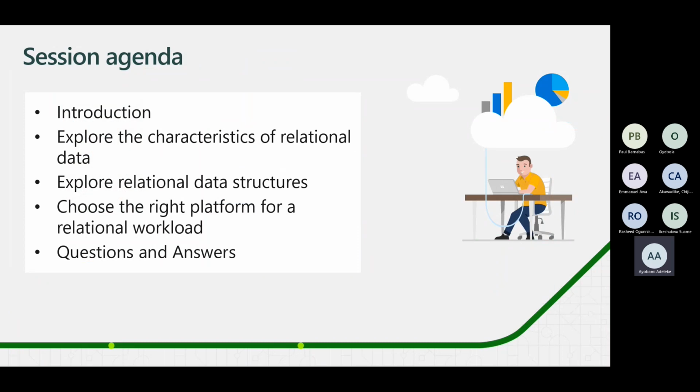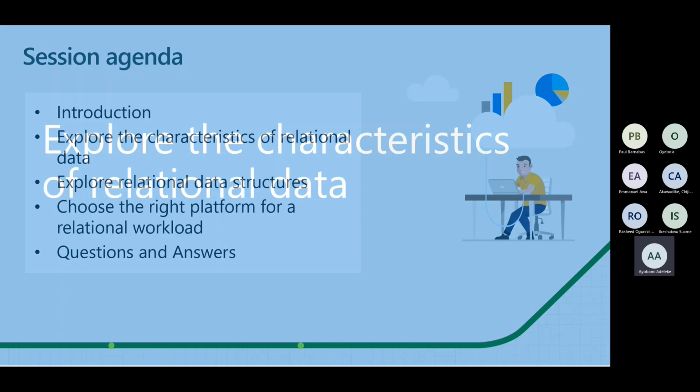So moving forward, the agenda for today: we'll do a brief introduction to what we mean by relational database and workloads. We talk about the characteristics of relational data. I'll also walk us through different relational data structures. Here we'll be talking about 3 of them majorly, which are a table, an index, and a view. Then the last part, we'll talk about choosing the right platform for a relational data workload. Do you want to go cloud? Do you want to be on premise? Then a few questions and answers.